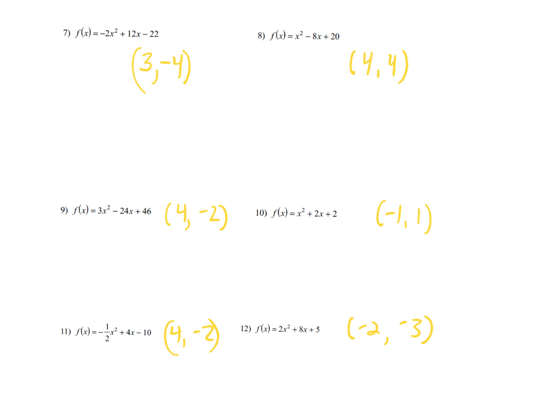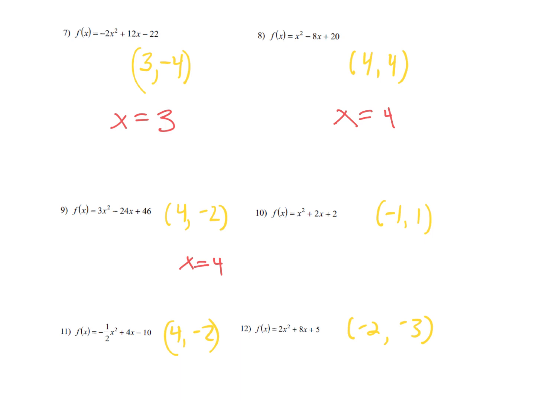All right, so continuing along with problems 7 through 12, you can see that number 7, the vertex is 3, -4. So that would mean the axis of symmetry is x equals 3. Number 8, the vertex is at 4, 4. So the axis of symmetry is x equals 4. Number 9, the vertex is 4, -2. And the axis of symmetry is x equals 4.